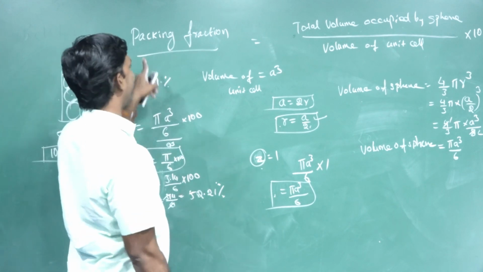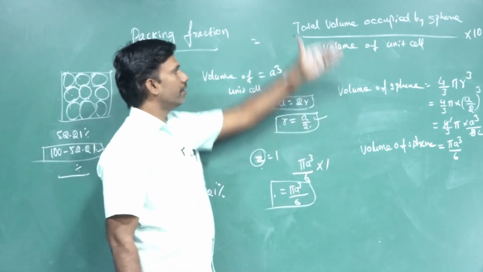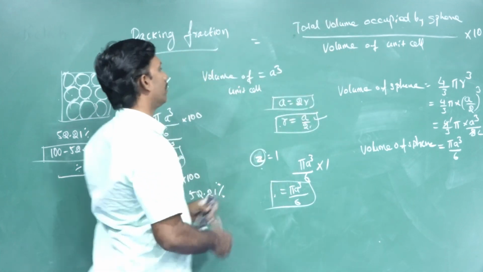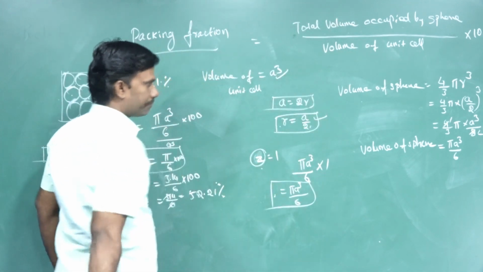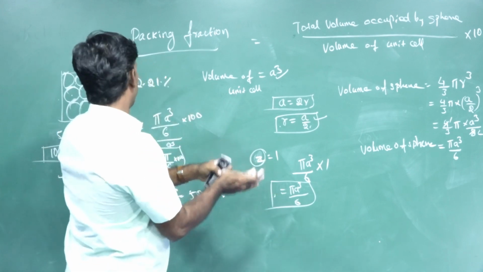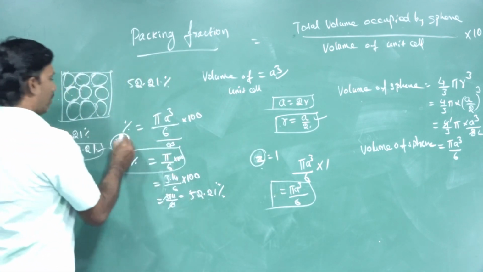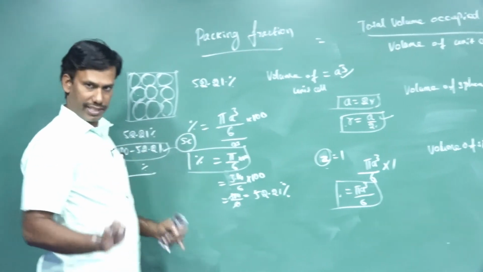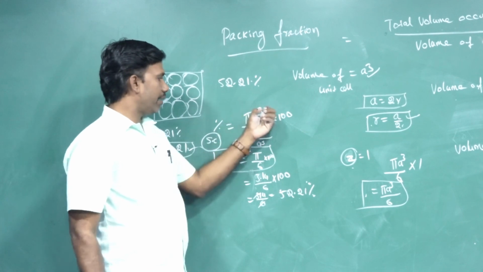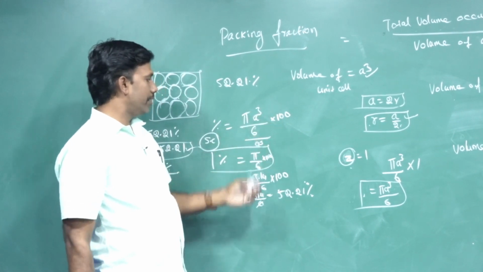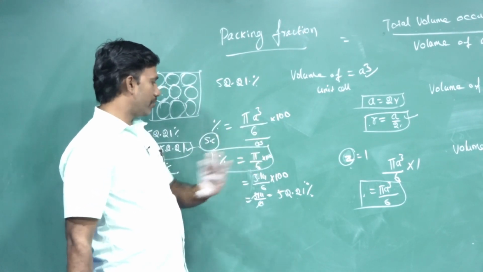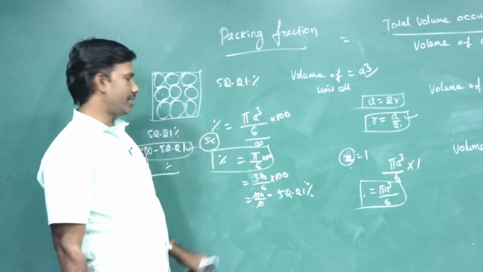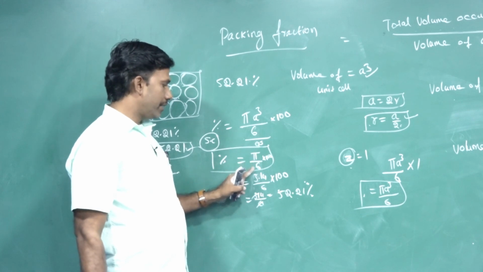So what is the packing fraction? Packing fraction is nothing but the total volume occupied by the sphere divided by the volume of the unit cell. The volume of the unit cell is nothing but a cube. So you combine these two; packing efficiency and packing fraction are both the same. Pi a cube by 6 into 100 divided by a cube. The a cube will be cancelled. So the total packing efficiency, or percentage efficiency, is equal to pi by 6 into 100.